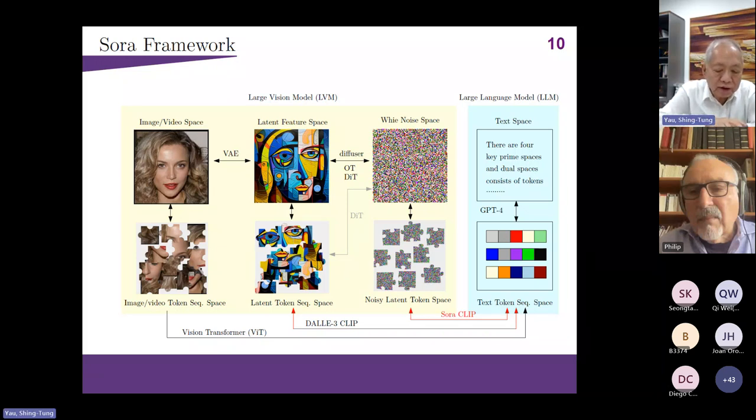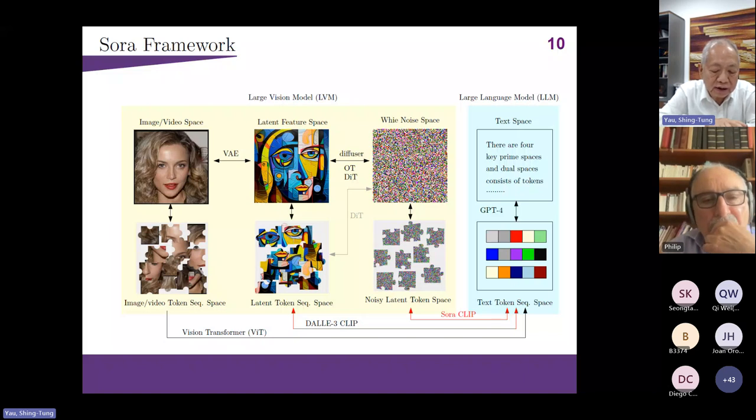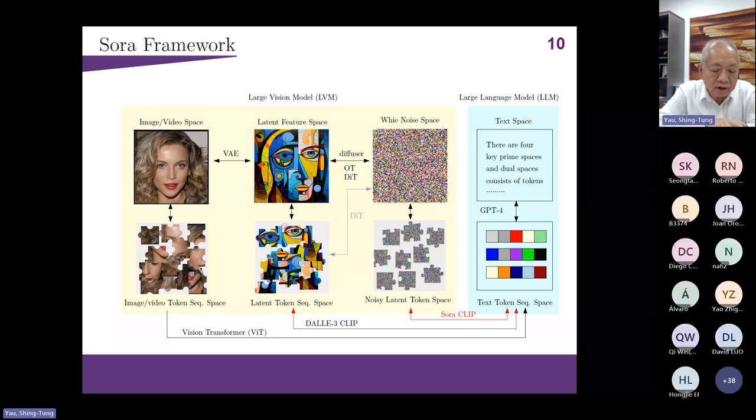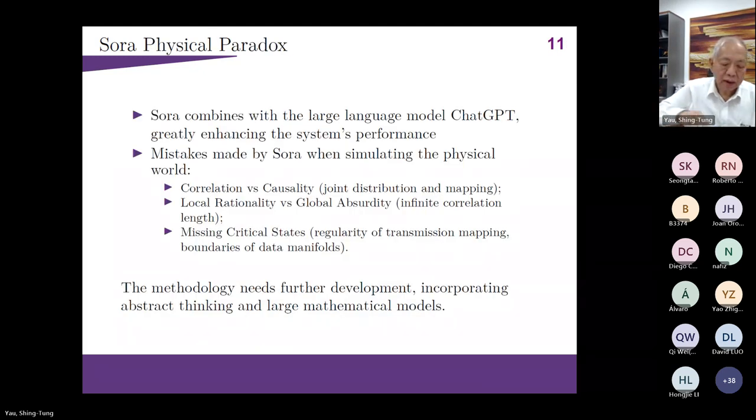Well, the mathematical explanation of the Sora framework. There are several spaces, like the text token sequence space, the latent feature space, and the image token sequence space. These spaces can be connected by many models, like variational autoencoder, optimal transport, and so on. So as is described in these pictures schematically. But Sora combines with the large language model, ChatGPT, greatly enhancing the system's performance.